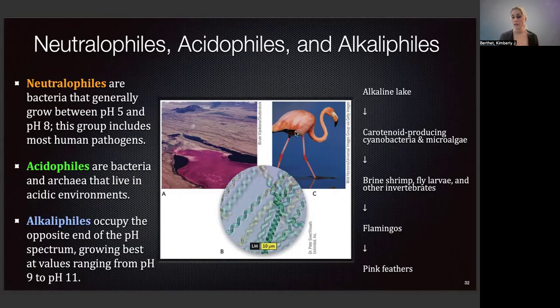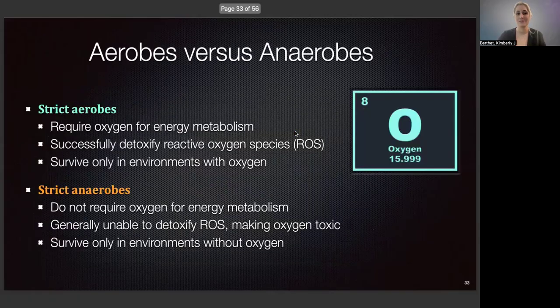Flamingos don't initially start out pink. They turn pink because of this accumulation of pigments, essentially from microorganisms.